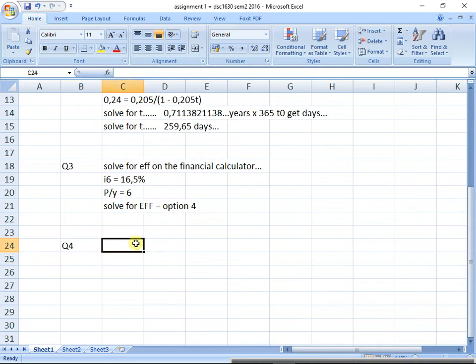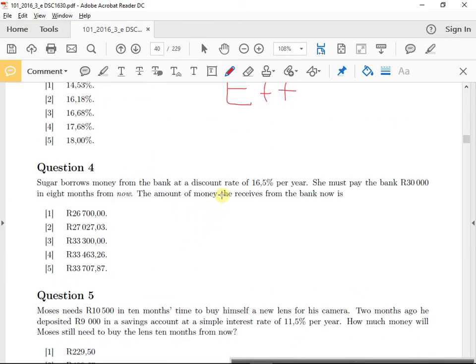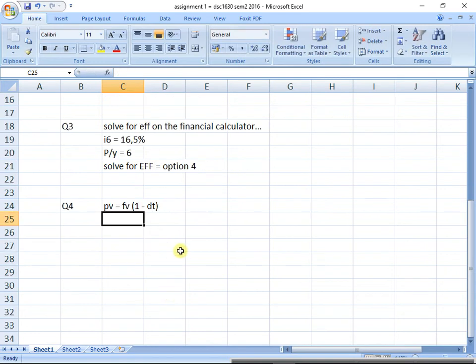Right. Question 4. What's the focus here? There's always a keyword that stands out. Keyword is this. Yes, discount rate, because that tells you what formula to use. Okay, that's the big keyword. As soon as you read that, you then need to type in the correct formula. So PV equals future value FV brackets 1 minus DT. That's because it's simple discount. That's the only reason why I'm using that formula.